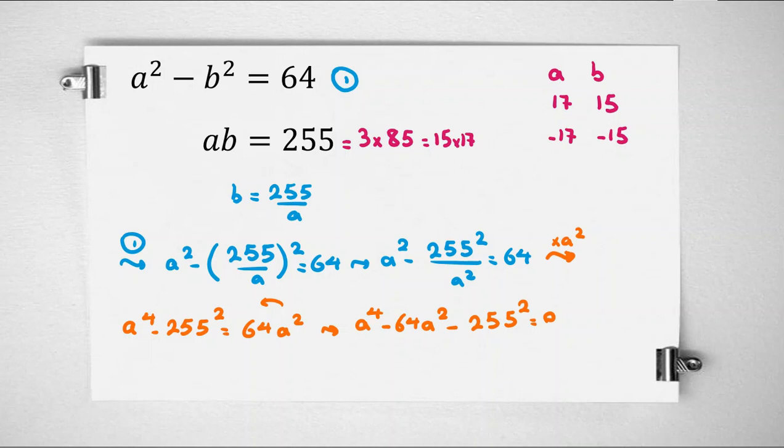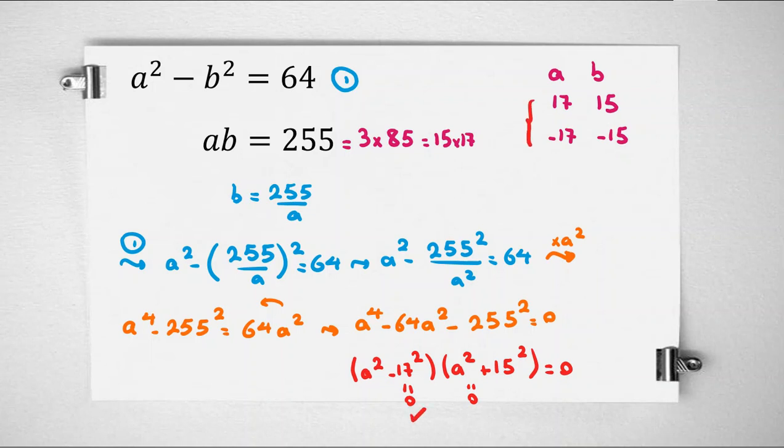Now you can say that we can factorize. So A squared, A squared: their difference should be negative 64, and the product should be negative 255 squared. So if we use negative 17 squared plus 15 squared, which is negative 64, the product is negative 255 squared, equal to 0. So the first factor is 0 or the second factor is 0. First one is 0: A squared is 17 squared, A is plus or minus 17.